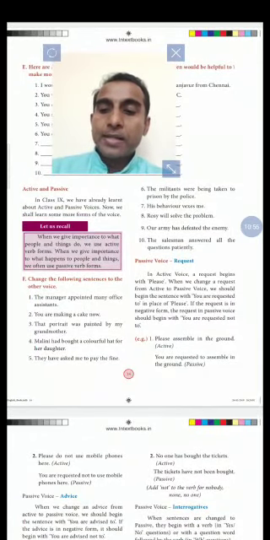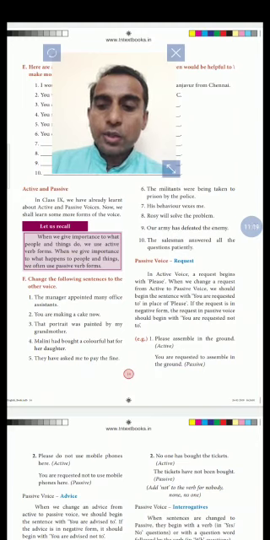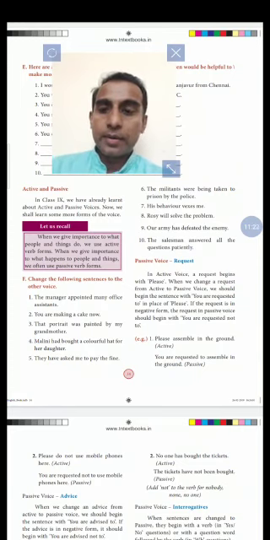The militants were being taken to prison by the police. Now you have to change this into active voice, because with "by the police" you'll know that this sentence is already in passive voice. The police were taking the militants to prison. So that's what you will write for the sixth one.